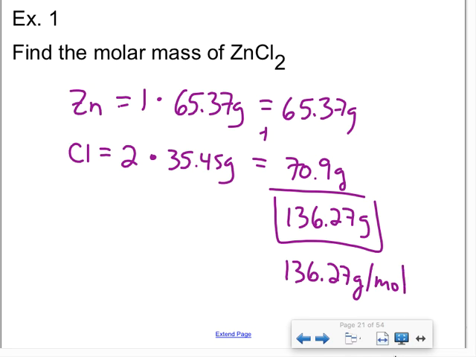99... The unit for this, I should say, is actually grams per mole, because it's molar mass. So it's mass per moles. So if you had zinc chloride and you wanted to measure out 1 mole of zinc chloride, you would have to measure out 136.27 grams to get your mole.